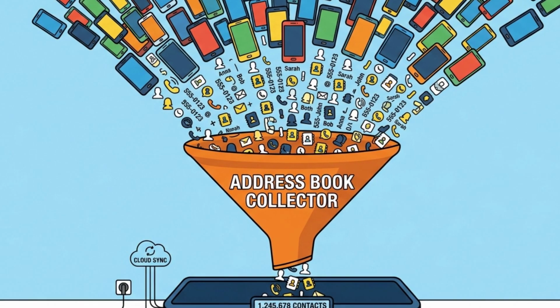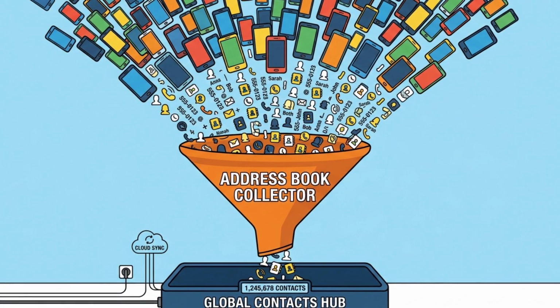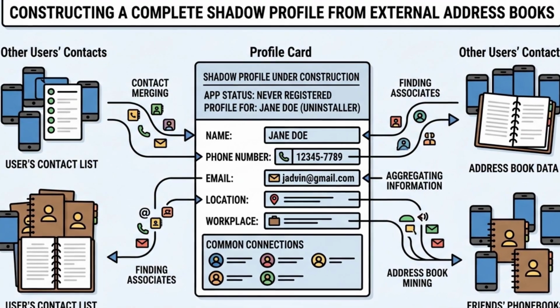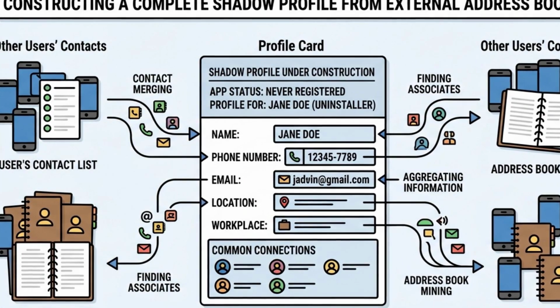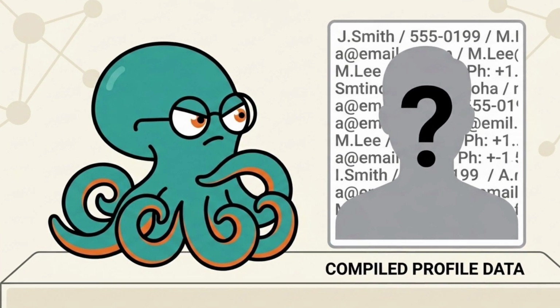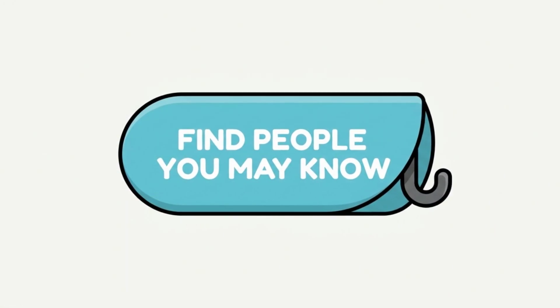And when enough people upload their address books, a company can assemble a profile of someone who has never installed the app at all, purely from how often they show up in other people's phones. There's a name for that in the industry: a shadow profile. The most invasive thing you can do to a friend is let an app find people you may know.